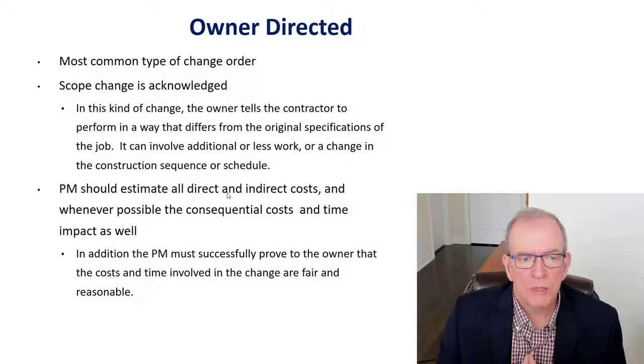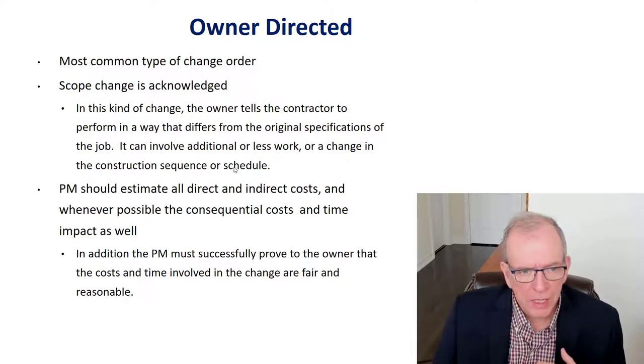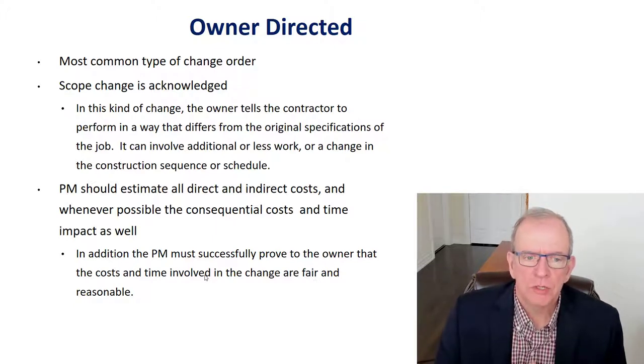So what we need to do is estimate all of the direct costs and indirect costs whenever possible, the consequential costs and time impact as well. Direct and indirect, that's a lot easier to figure out than the consequential costs and time impact at the time of the change. These are very challenging areas here. And what do we mean by that? Well, we'll talk about that as well. In addition, the project manager needs to be able to prove to the owner that the costs and time involved in the change are fair and reasonable.